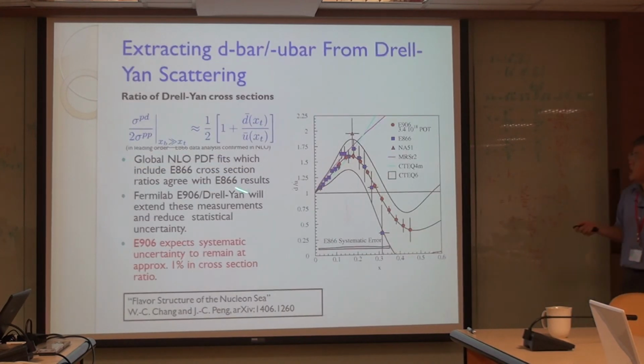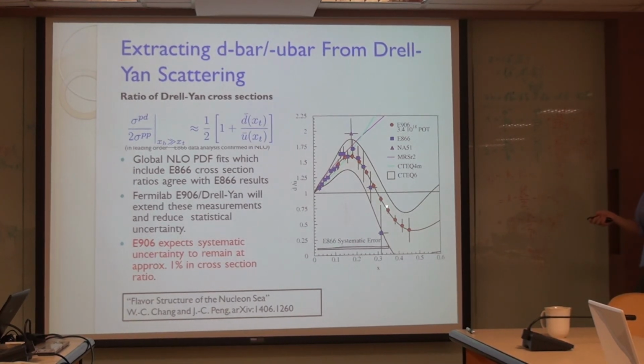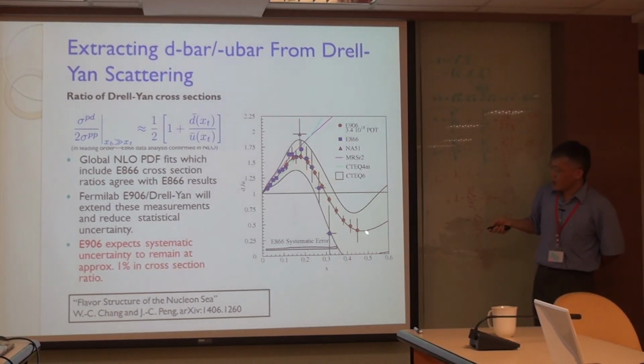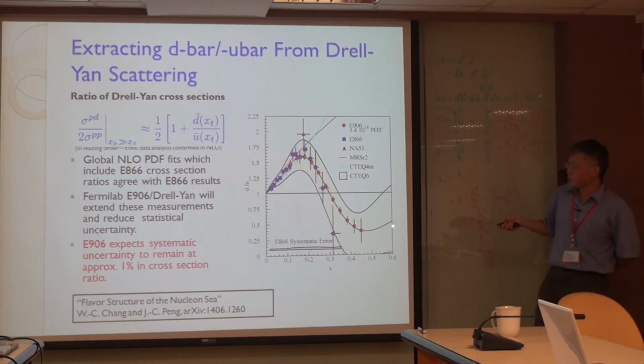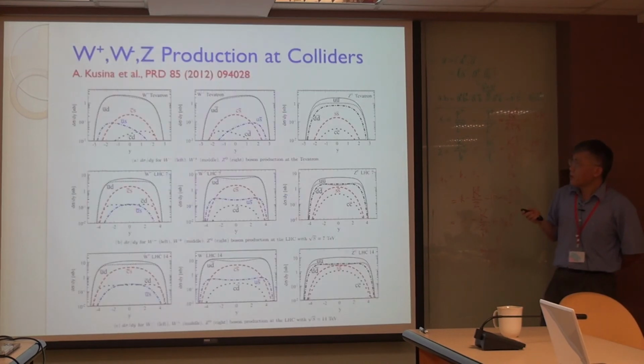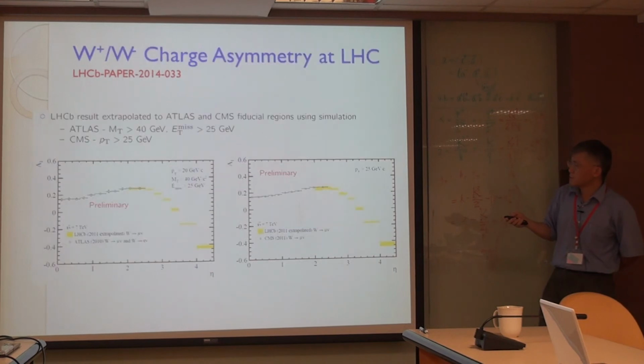So hopefully, according to our estimates, after 2 years of data taking, E906 will very clearly map out, with this error bar accuracy, how this u bar d bar asymmetry goes to large x. Maybe I will skip this one, but this just tells you that in the collider you can utilize the W and the Z to study things like charm and strangeness.